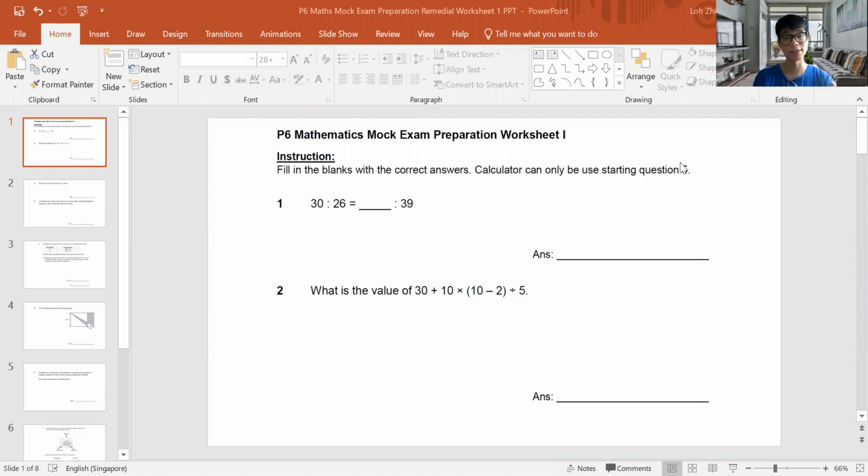And today we'll be discussing this P6 mock exam preparation worksheet 1. As you know, we'll be preparing you for the mock exam next week, and I'll be discussing this preparation worksheet so that we can get some idea on how to do all these questions. I've given you this in class, and I hope you can quickly go through it. You can mark it and also do correction if you are wrong. Just to remind you, mark using red pen and do correction using green pen.